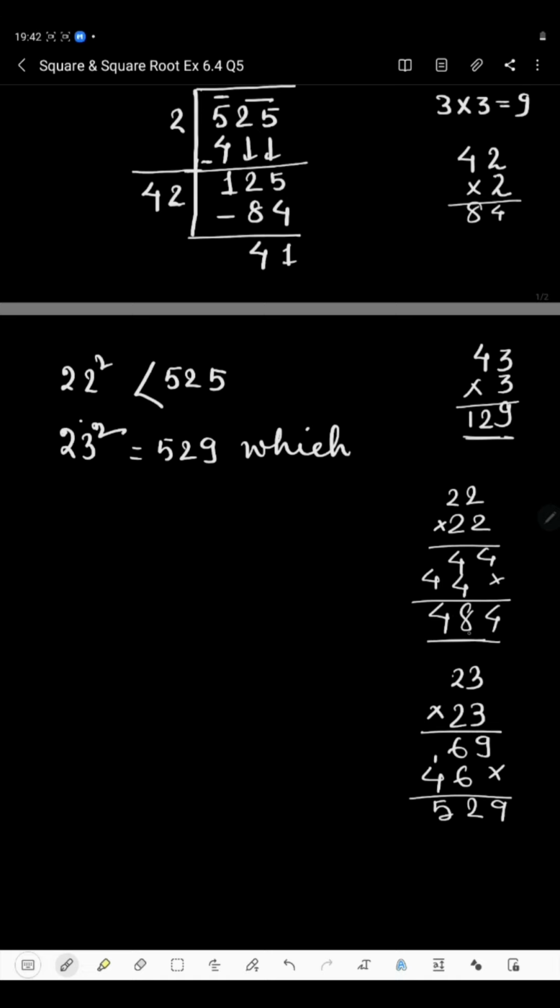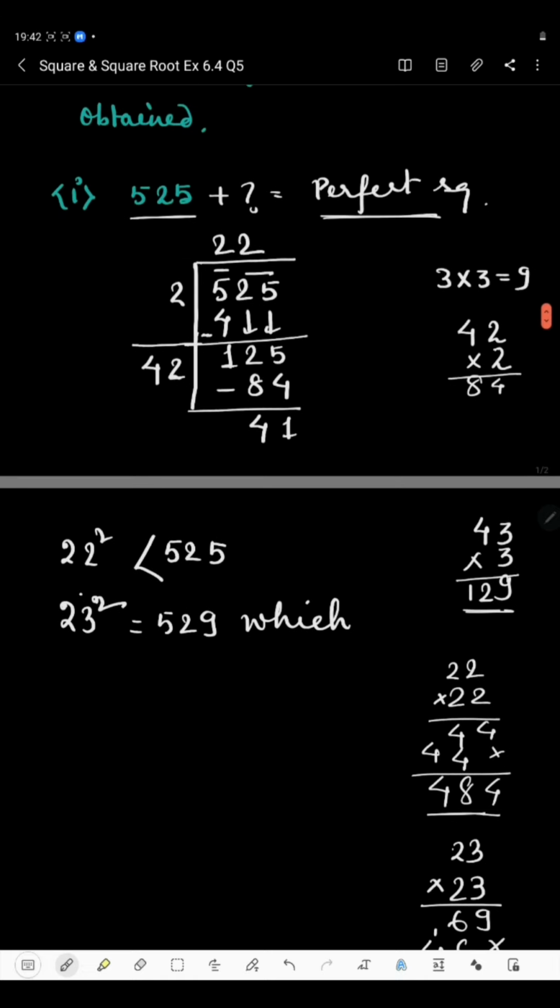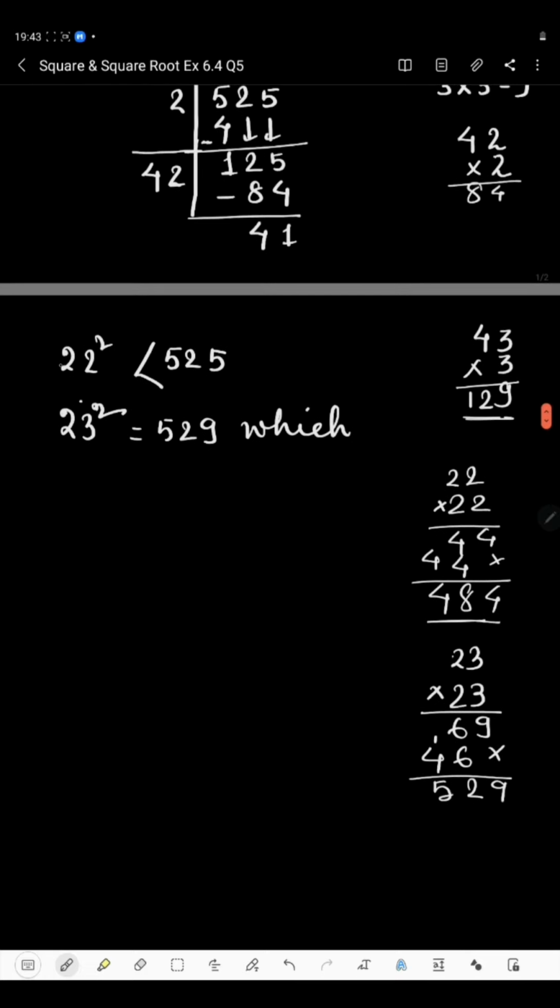Because here we have seen that 22 square is 484, which is a perfect square number. But here the dividend is 525, and the question is what should be added to this number to get a perfect square number. So we cannot take the number which is less than 525. We will have to take the number which is greater than 525, and the number which comes after 22 is 23, and the square of 23 is 529, which is a perfect square number.